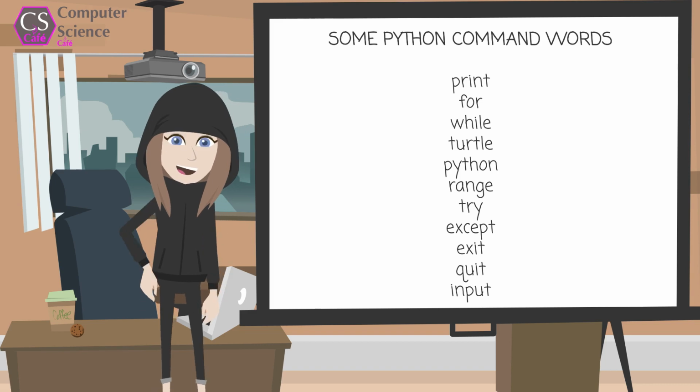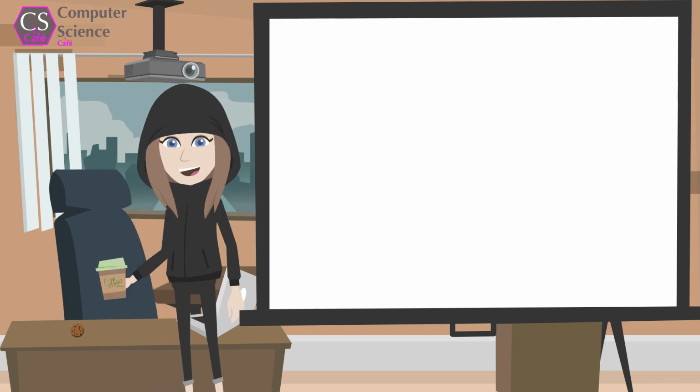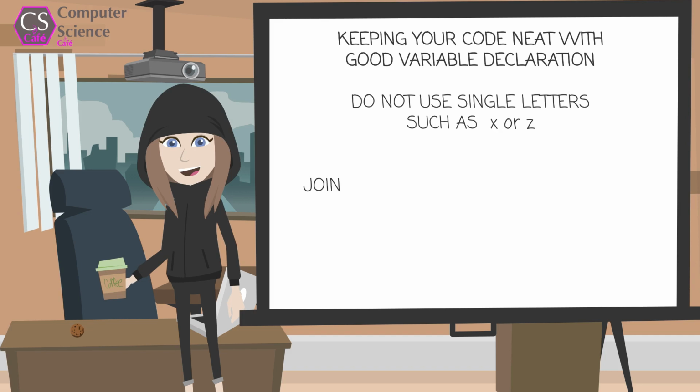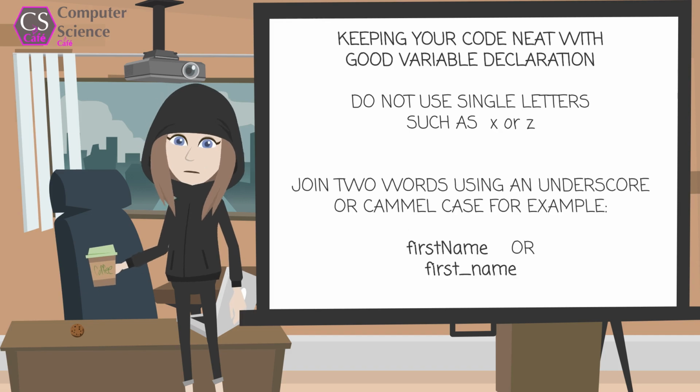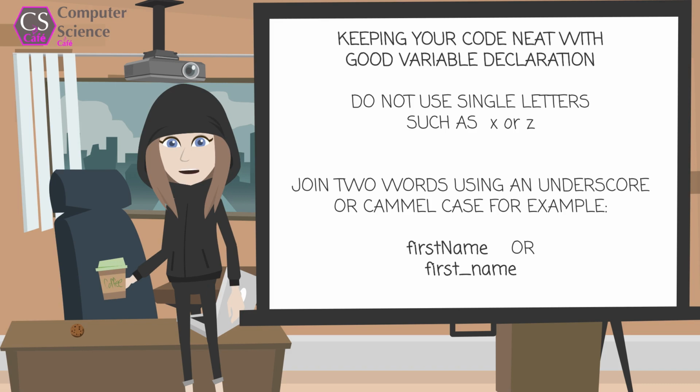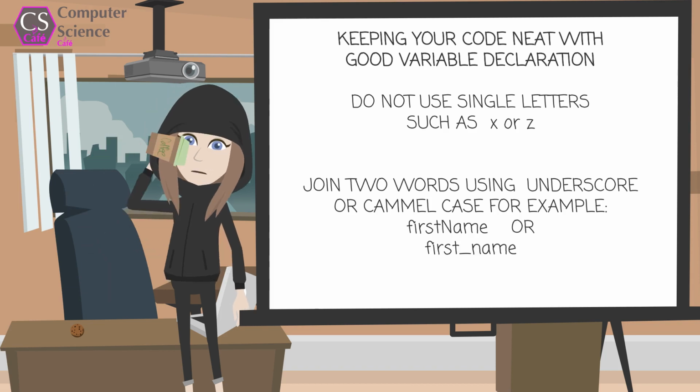Next, we will look at some guidelines for good practice when creating variables. To code like a pro, you should not use single-letter variables. They should all have meaningful names. Secondly, when you use two words, join them by using camel case or the underscore method, as can be seen in this example of first name.